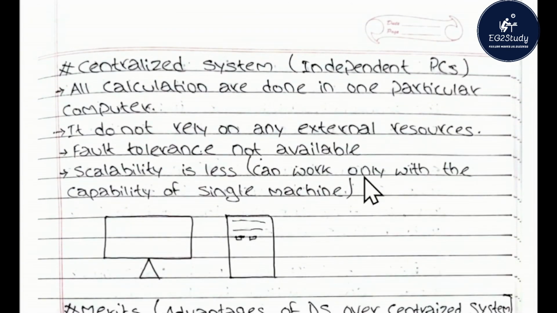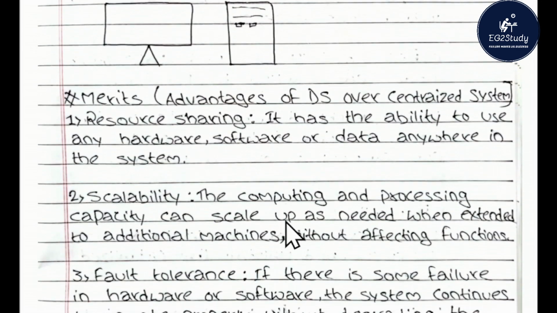Centralized system. A centralized system is also known as independent PCs. In centralized systems, all calculations are done in one particular computer. It does not rely on any external resources. Fault tolerance is not available in centralized systems. If one system fails, then the system will crash. Scalability is less. It can work only with the capacity of the single machine. No other external resources can be added.